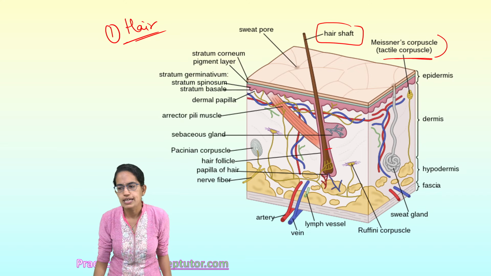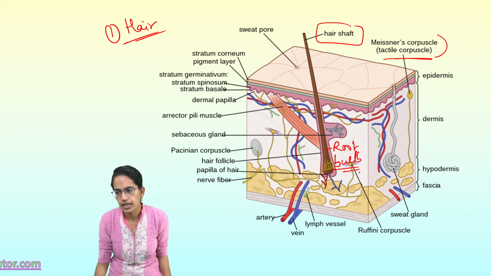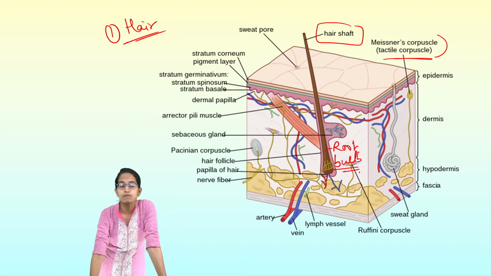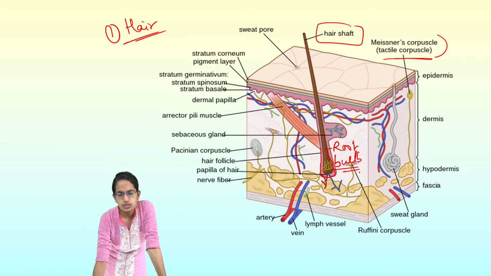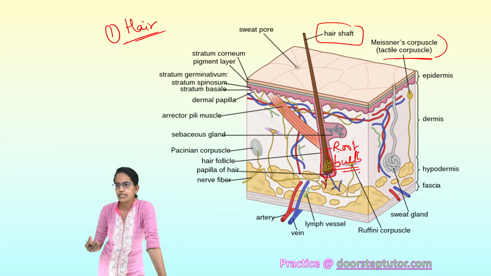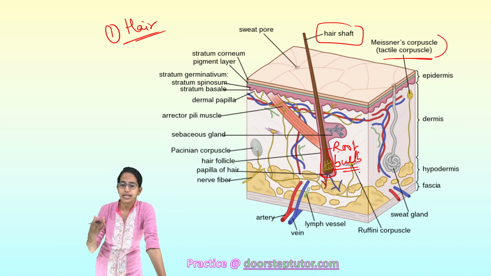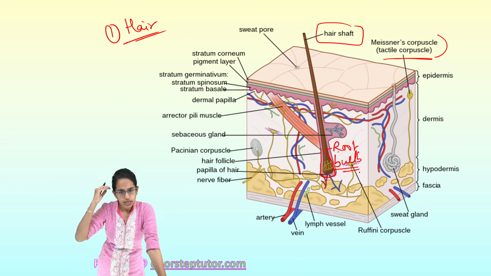In the dermis layer there is the root of the hair and the bulb of the hair. Now the root of the hair is the basal part in the dermis, which is enclosed in the follicle. So this is the follicle. Enclosed in the follicle is the root hair, and here we have the cells which are living. They are actively dividing, and these cells give rise to the hair shaft.